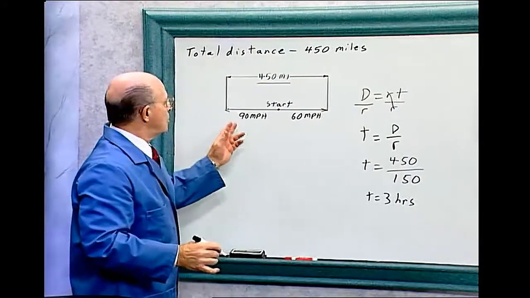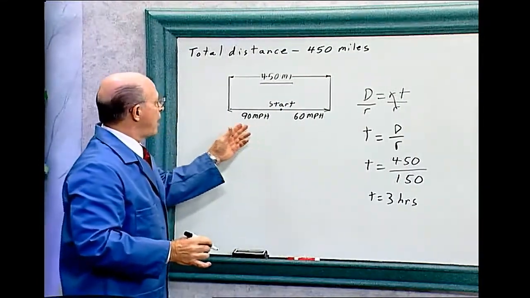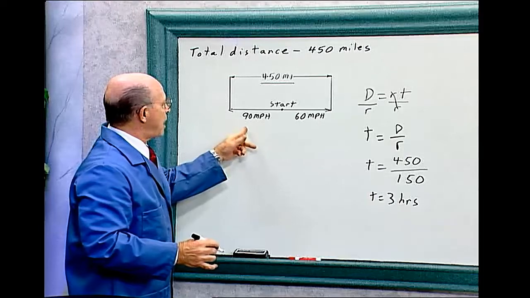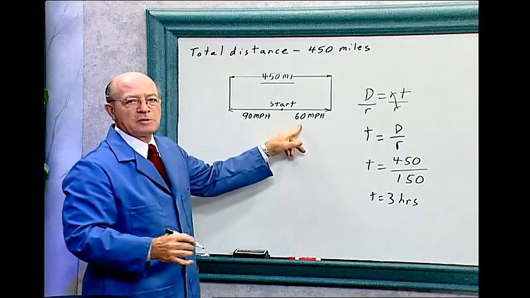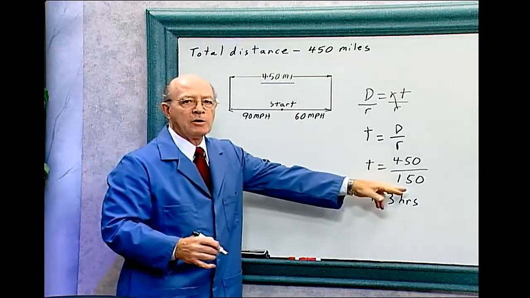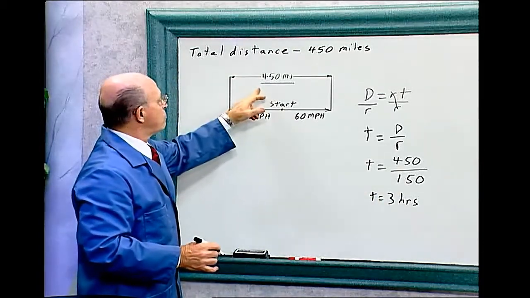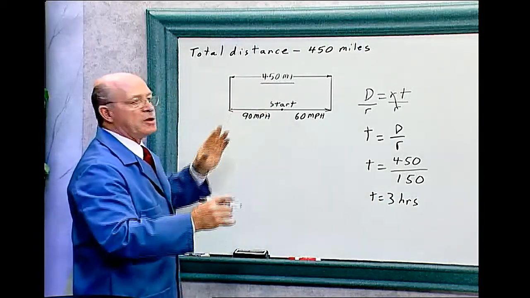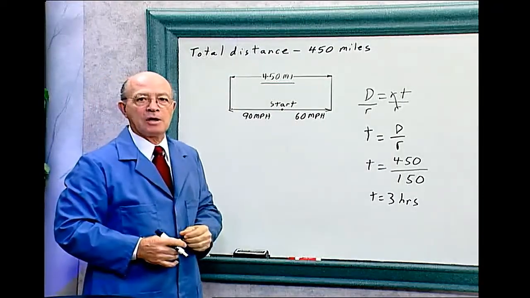So we'll take these two trains traveling, one at 90 miles per hour, one at 60 miles per hour, which will be equivalent to 150 miles per hour. It will take them 3 hours to be 450 miles apart.